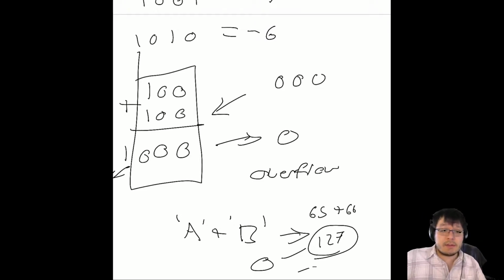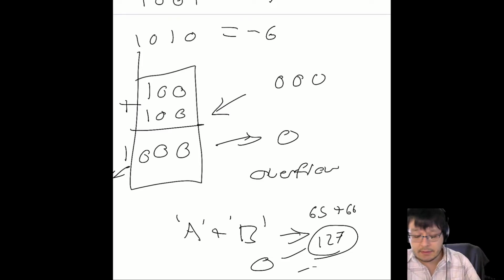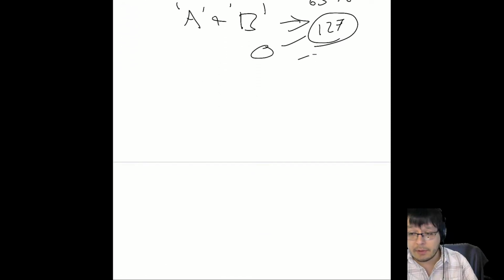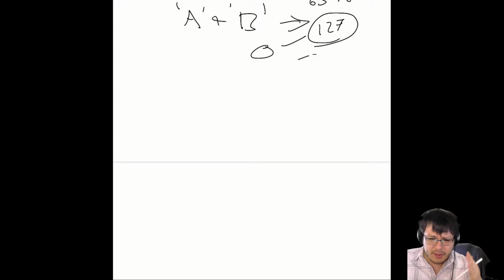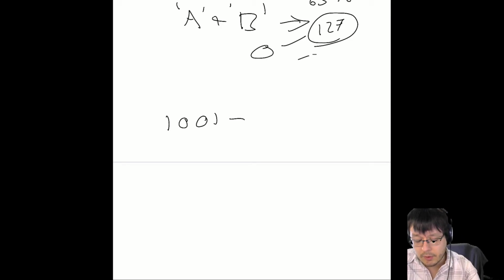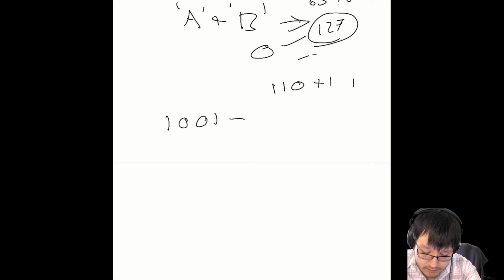So that's the only bad, scary thing that could happen here when you're doing this. An example of something that would be called an underflow, when it's a negative number, would be if we were taking something like 1101, which would be, well, what does this represent? Let's take the 2's complement to find out. This would be 110 plus 1, which is 111.